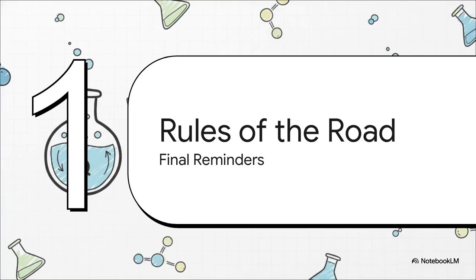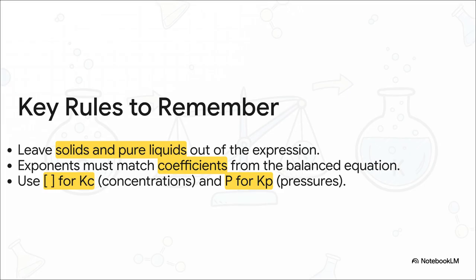Before we wrap up, let's just go over a few essential rules of the road. These are the things you absolutely have to get right every single time to nail these problems. Here's your quick checklist. Number 1, always leave solids and pure liquids out. Number 2, the coefficients from your balanced equation, those become the exponents in your expression. Don't forget them. And number 3, just be aware if you're working with concentrations, which gives you Kc, or partial pressures, which is for Kp.